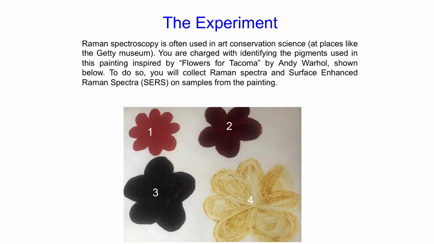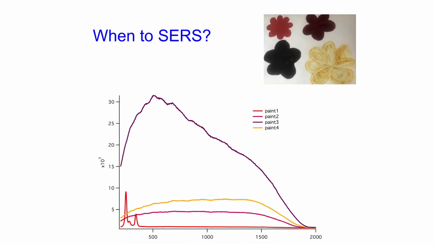Each group is going to be assigned 2 paints to identify. Everyone will identify paint number 1, and then you'll be assigned one of these other 3 paints to identify for your report. The biggest question that you're going to have for yourself is, when am I going to know when I need to do a SERS experiment?